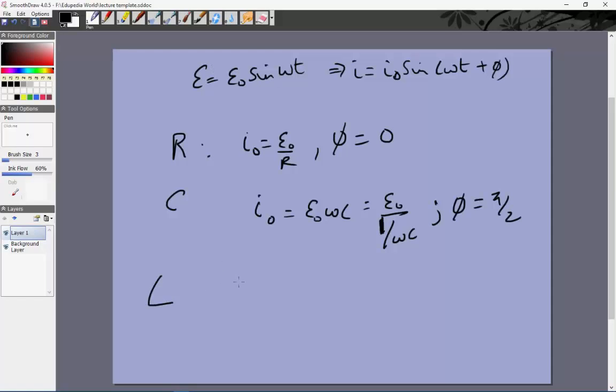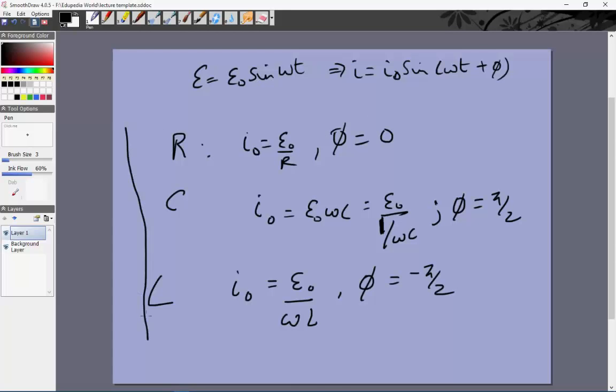For a purely inductive circuit, I naught is equal to E naught by omega L and phi is equal to minus pi by 2. So for a capacitive circuit, phi is greater by pi by 2. That means the current leads the potential difference by pi by 2. In a purely inductive circuit, the current lags behind the potential difference by pi by 2. And in a purely resistive circuit, the current and the potential difference are in phase. So for all three R, L and C circuits, we've been able to calculate I0 and phi in terms of E0, omega and L, R or C.